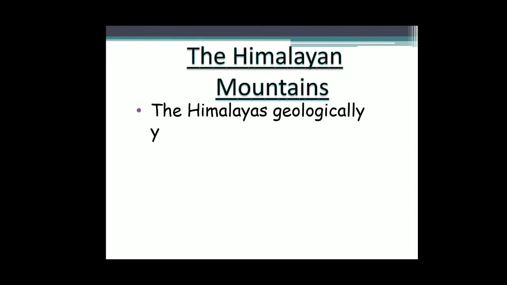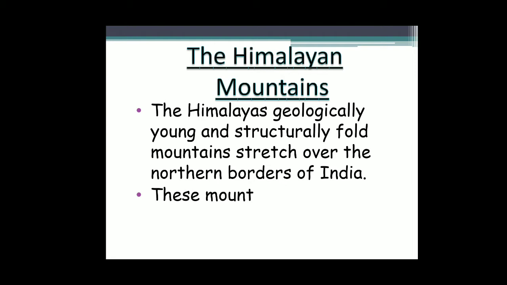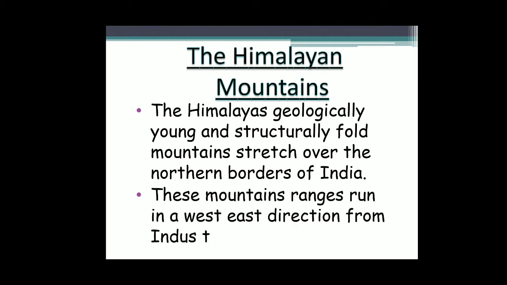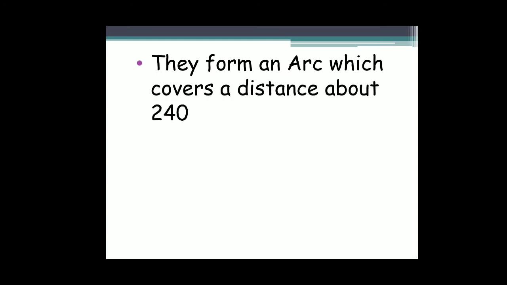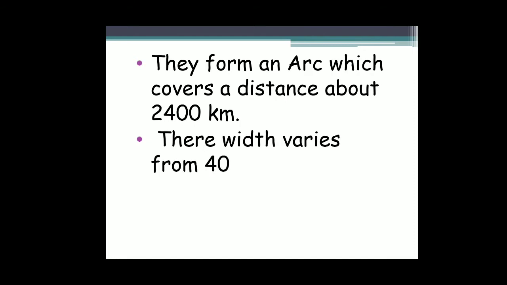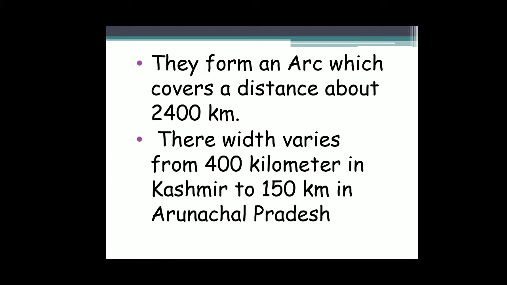The Himalayas are geologically young and structurally fold mountains stretching over the northern borders of India. These mountain ranges run in a west-east direction from the Indus River to the Brahmaputra River. They form an arc which covers a distance of about 2400 km. Their width varies from 400 km in Kashmir to 150 km in Arunachal Pradesh.